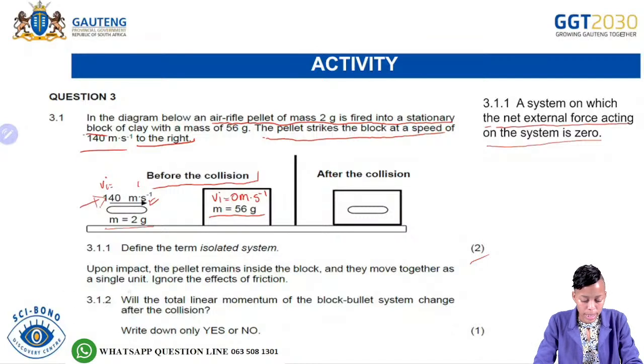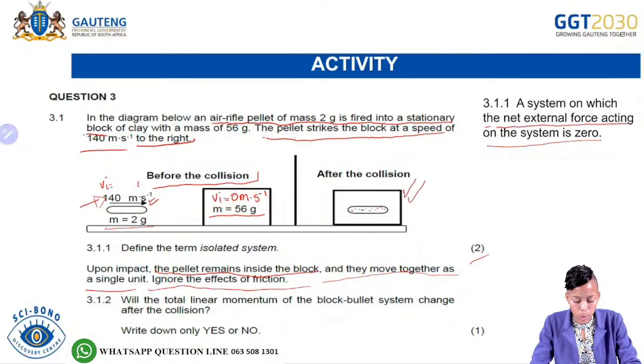Then it says upon impact the pellet remains inside the block. So we can see the pellet here, it has remained inside the block, and they move together as a single unit. And then it says you need to ignore the effects of friction.